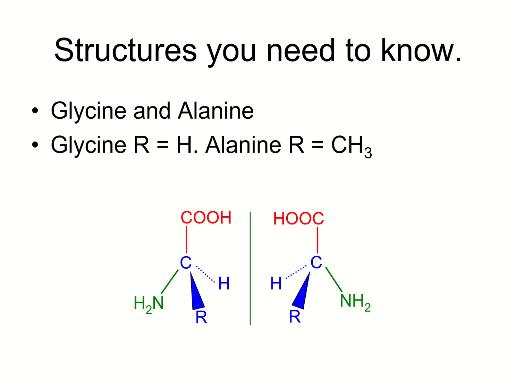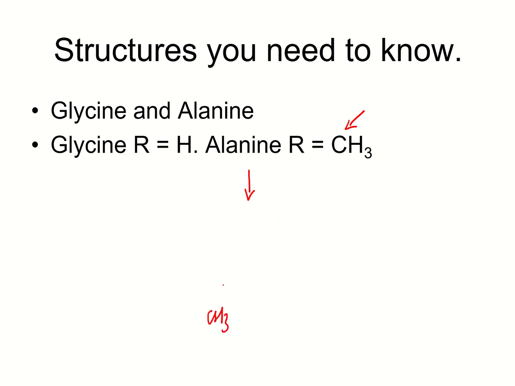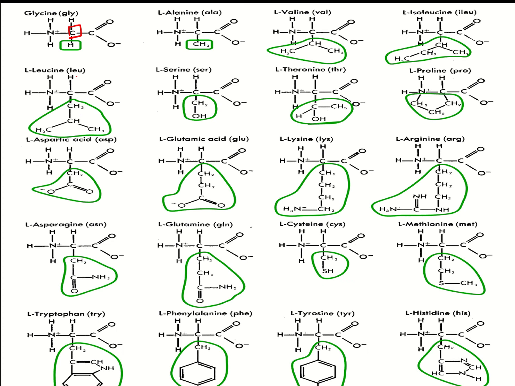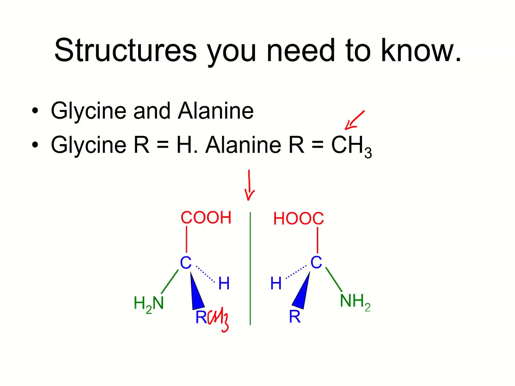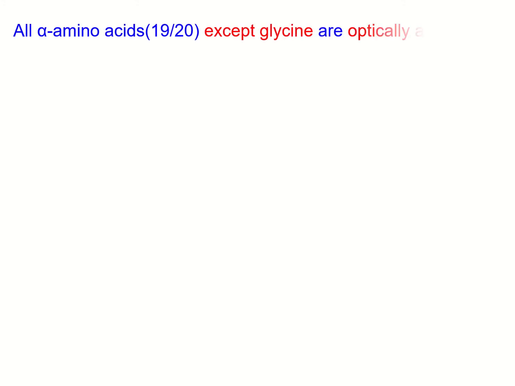The two you need to know, as I've already said, are glycine and alanine, where the R group is an H and a CH3. So please make sure that you learn them. You may be asked to draw alanine in its optical isomers, like so, where the R would be a CH3. You may have worked out, if you go back to the previous one, that glycine is the only amino acid that is not optically active. It's the only one that doesn't have 4 different groups around this carbon. So you won't be asked to draw glycine as stereoisomers.